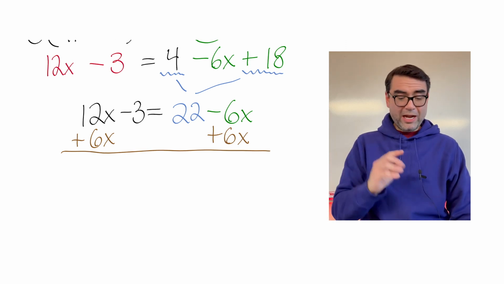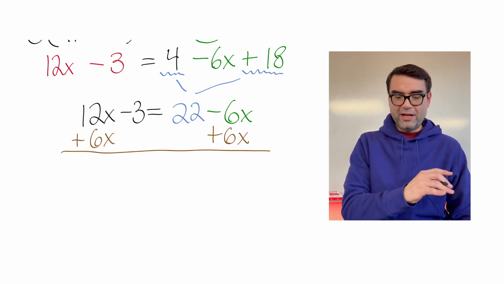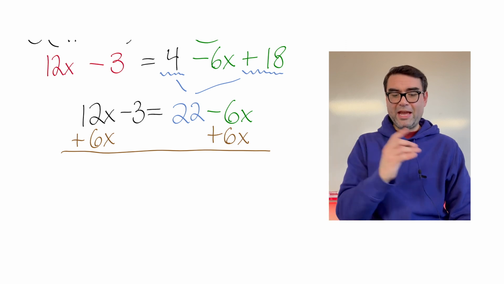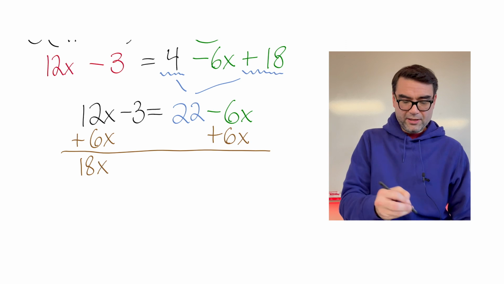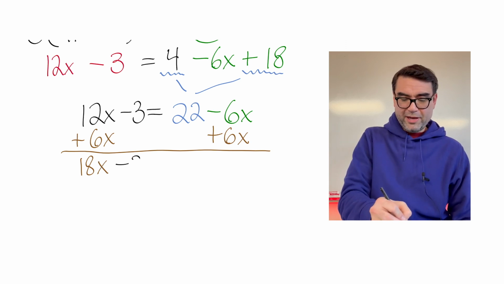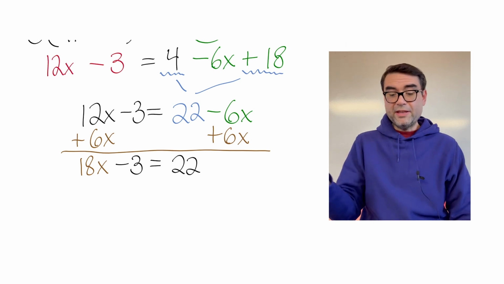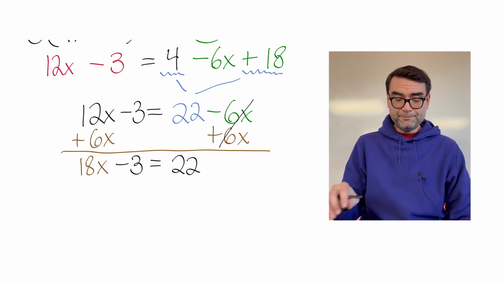So what I like to try to do is keep my x terms positive. Doesn't really matter. I could have subtracted 12x from both sides, but I went ahead and added 6x so that my x terms on the left remain a positive term. So we have 18x. The minus 3 is still a minus 3. And nothing happened to my 22. And the negative 6x plus a 6x will remove itself from the right side of the equation.